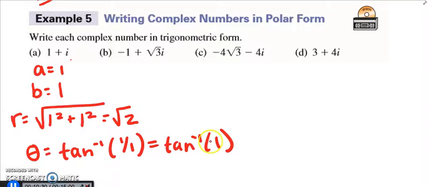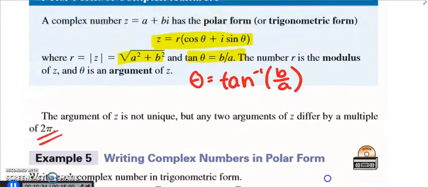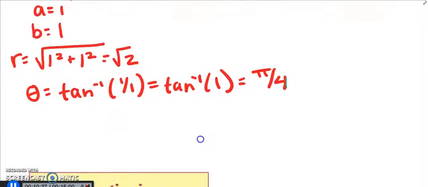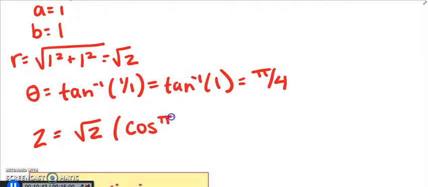Where is the tangent 1? It's at pi over 4, or 45 degrees. So now all I need to do is plug into that formula right there. And this is a little counterintuitive. You are literally just going to plug in. So I'm going to have cosine of pi over 4.